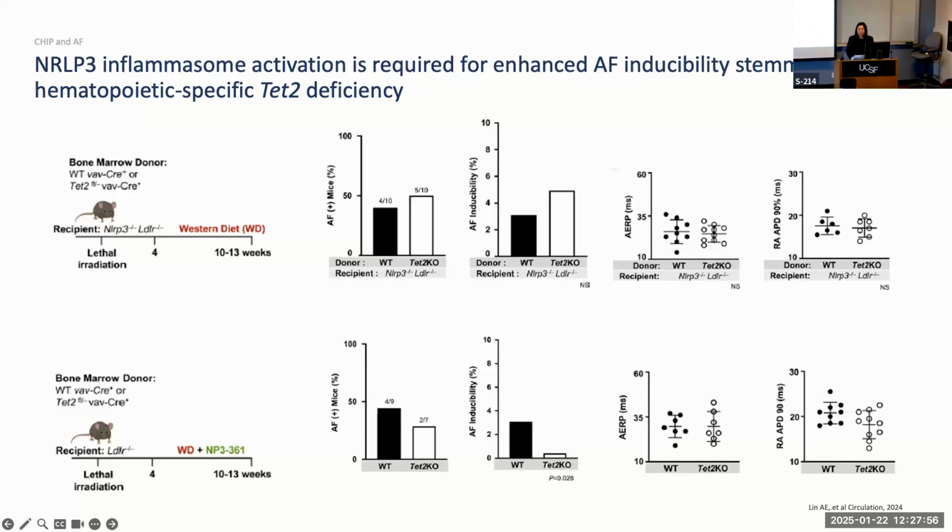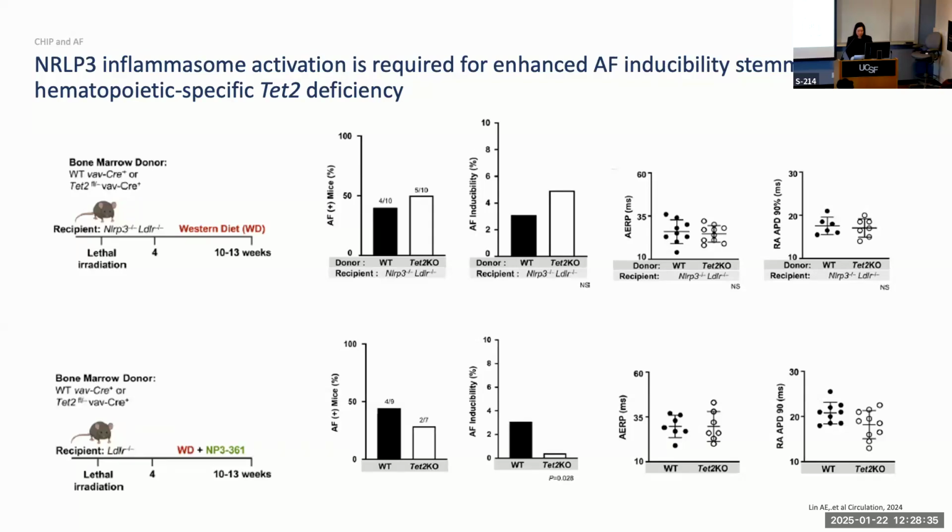When we took a specific inflammasome inhibitor, an NLRP3 small molecule inhibitor generously donated to us by Novartis, and fed these mice this inhibitor in their Western diet, and these are mice, again, that are LDLR deficient, so they have normal NLRP3 in both their hematopoietic lineages and also in their cardiomyocytes, we no longer see that increased risk of AF inducibility in terms of the number of mice and the number of events, and there's no change in the effective refractory period and the action potential duration.